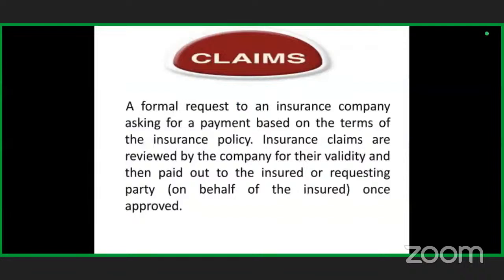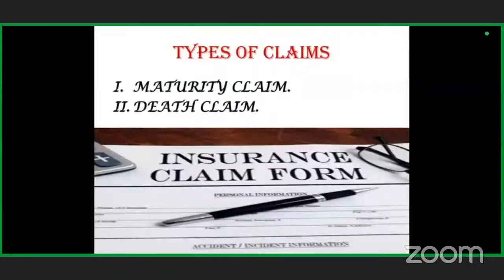A formal request is made by the policyholder or the nominee of that policy to the insurance company for the payment based on the terms of the insurance policy. Insurance claims are reviewed by the company for their validity and then paid out to the insured or the requesting party on behalf of the insured once approved. If the insured has not survived, then the requesting party will be the nominee, and the amount will be approved to them by the insurance company.